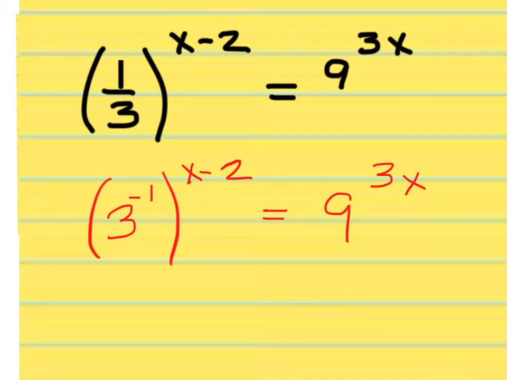Okay, but does this help us out? I need a base of 9. What do we do to these exponents? Whenever you have, by rule, a power raised to another power, what do you do to those exponents? You have 4 choices. What is it? You multiply them together. So I could do 3 to the power of -1 times x minus 2.